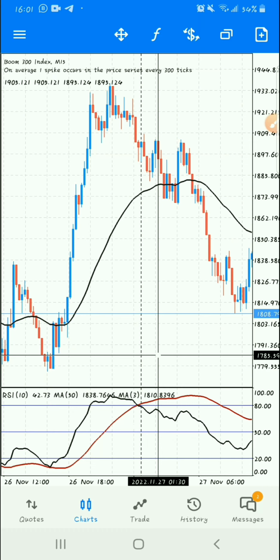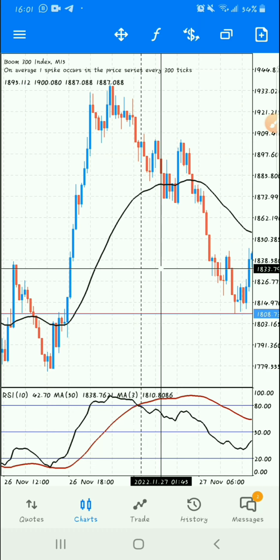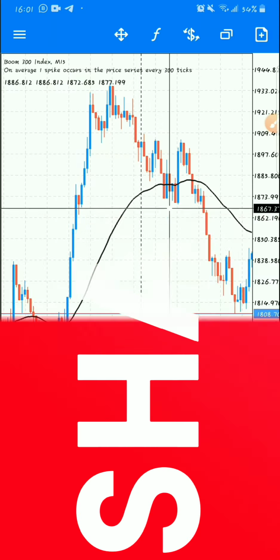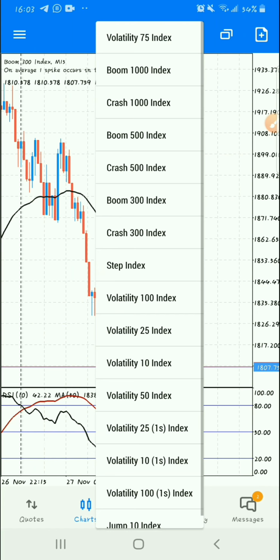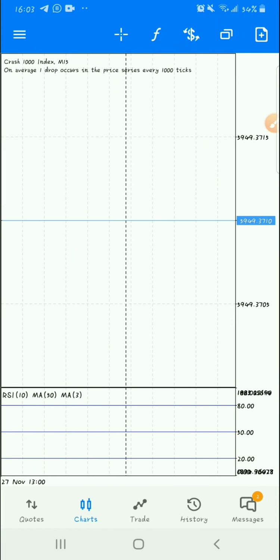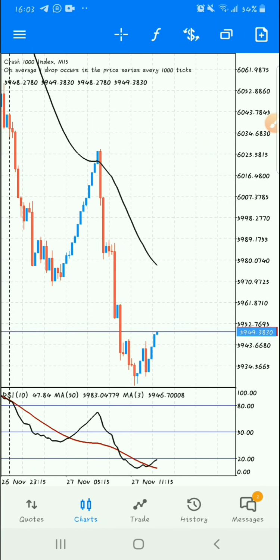So for this case, when your first take profit is hit, guys, my advice is that you move your stop loss to break even. You secure your bank and you secure your profits. Let me go to Crash 1000 and see what's happening with Crash 1000.